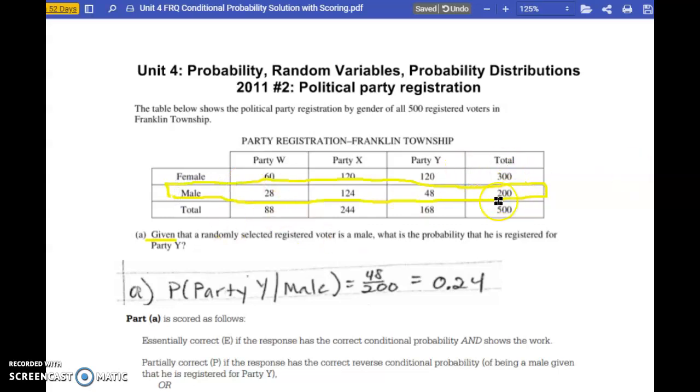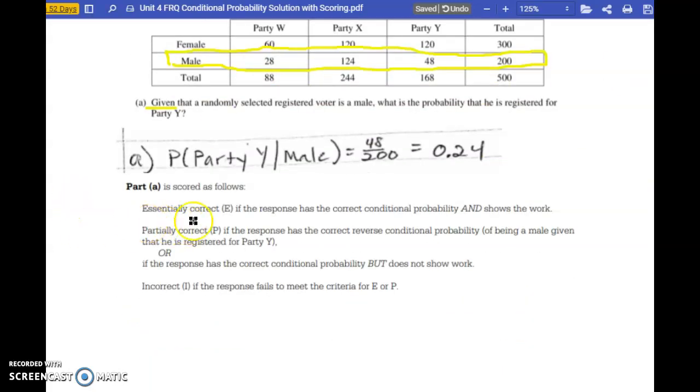So this row total is my total, and then party Y was 48, so 48 over 200 gave us the probability a given male is registered for party Y is 0.24. And that is all you needed to be essentially correct. You needed the correct conditional and showed the work. So enough work here was probably the fraction or this conditional statement with probability. So you didn't need both. You needed one or the other, and then that correct calculation.